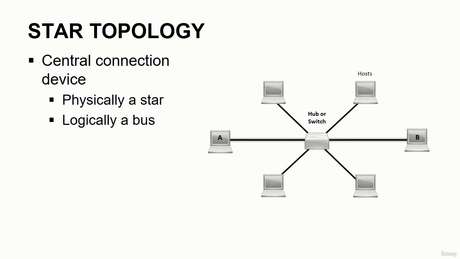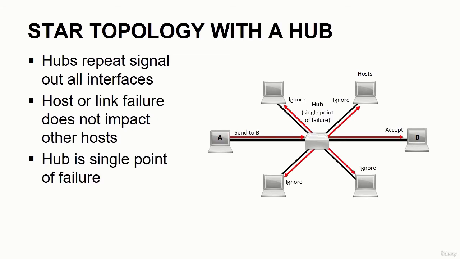Also, strangely enough, because the hub or the switch at the center creates a logical circuit between the hosts, the physical star topology actually ends up operating logically as a bus between two given nodes, and we'll look at some examples in a minute. Let's start with a hub acting as the central connectivity point in a star network.